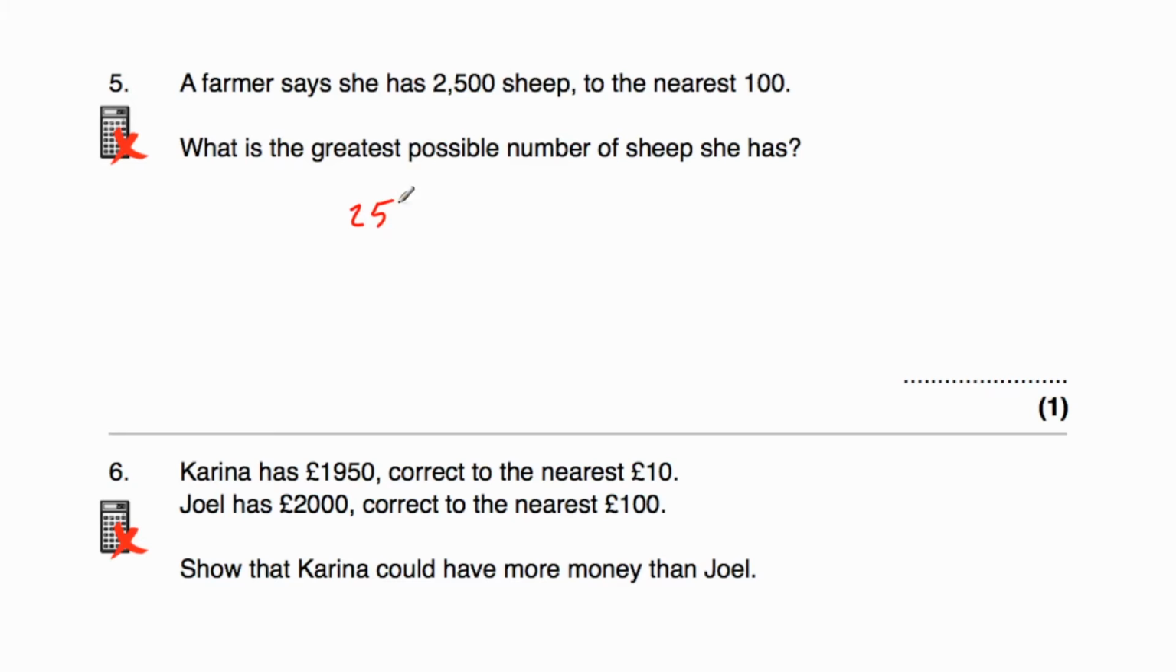Well, it could be 2,501 sheep, because when we round that to the nearest 100, it would give us 2,500. It could have been 2,530 sheep, because that rounded to the nearest 100 would be 2,500. It could have been anything up to 2,549, because that number would round down to 2,500 rather than up to 2,600. But it couldn't be 2,550, because that number would round up to 2,600 to the nearest 100.